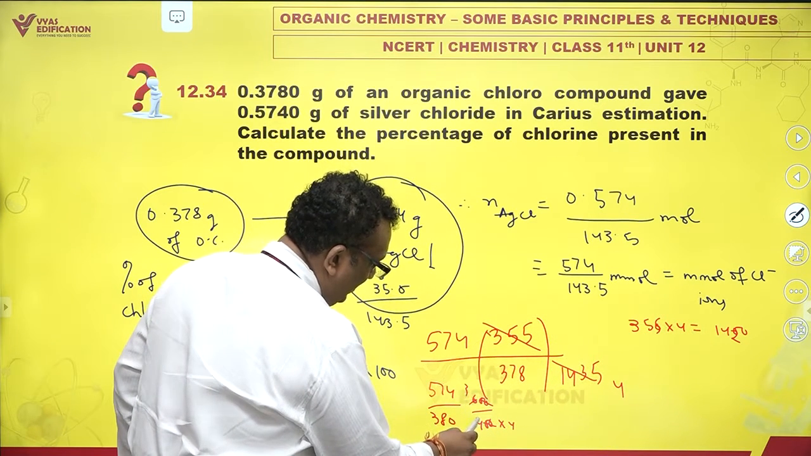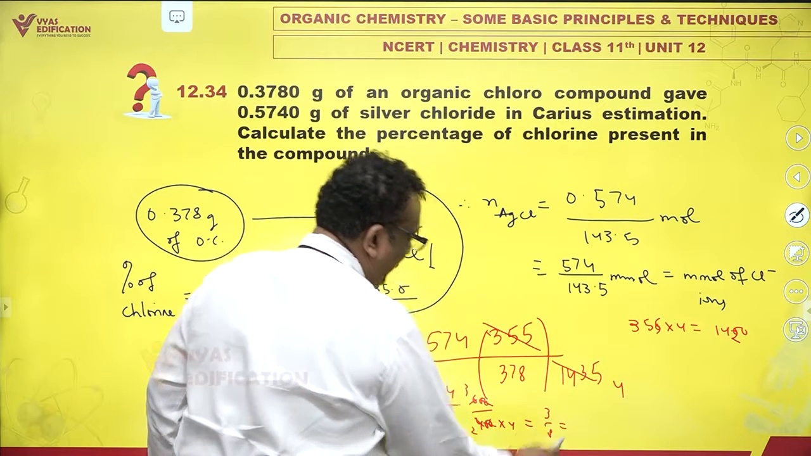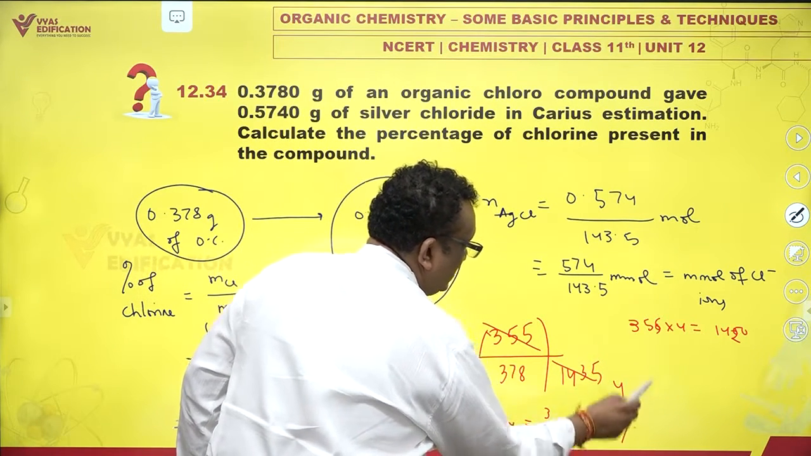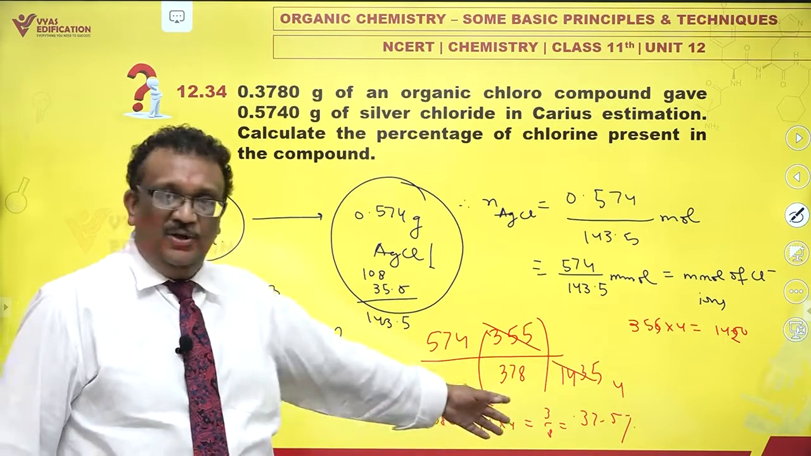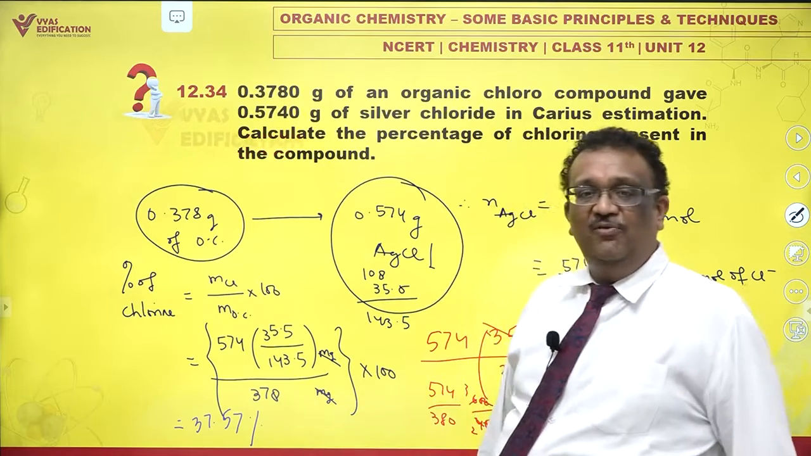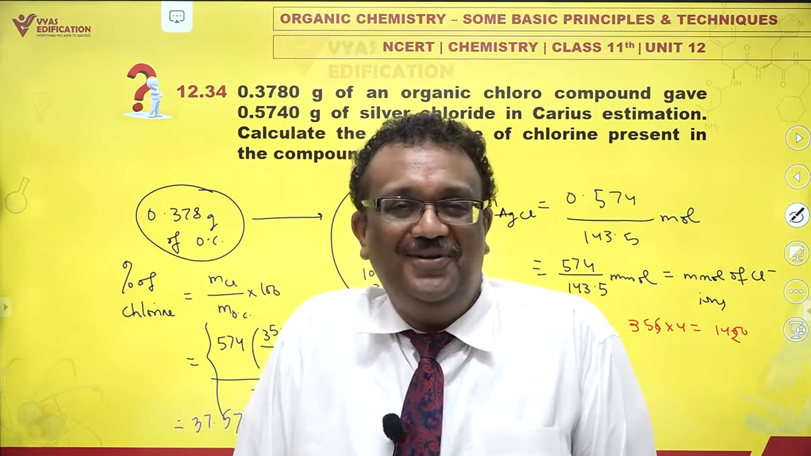Well, this is 3 and this is 2. This is roughly 3 by 8. 3 by 8 is 37.5, 0.375. So I'll get 37.5%. By this approximation also I get 37.5%. The accurate answer is 37.57%. Pretty close. I think I'm good. There we are.